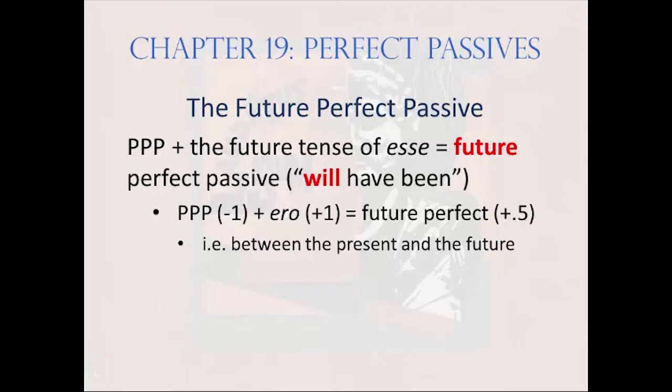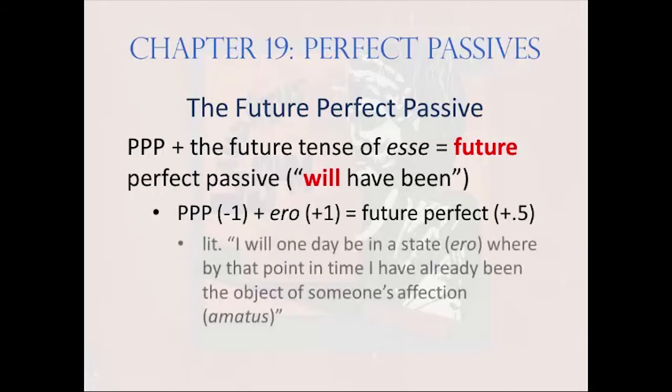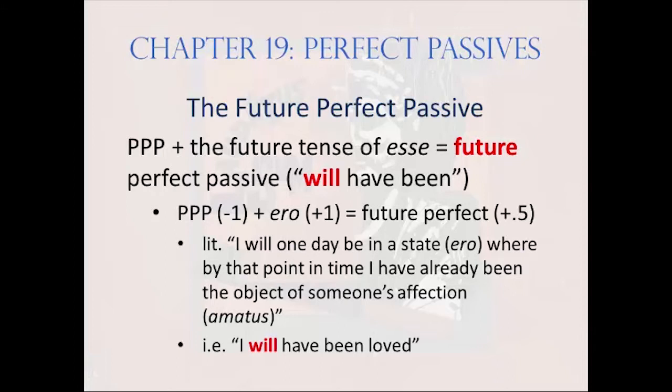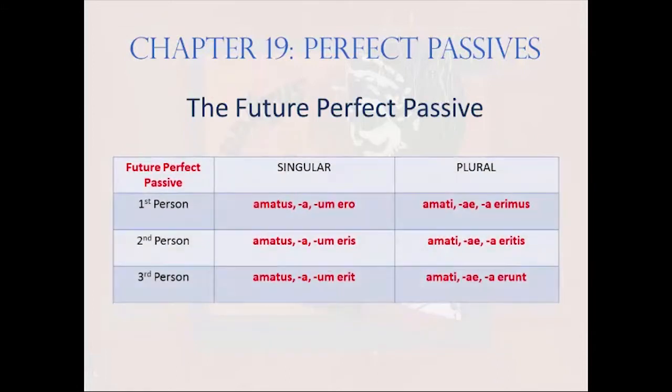If we use amo as an example again, the Latin future perfect literally means I will one day be in a state, ero, where, by that point in time, I have already been the object of someone's affection, amatus. In other words, I will have been loved. Here is how the future perfect passive in Latin is formed.